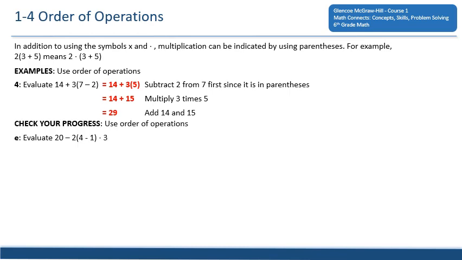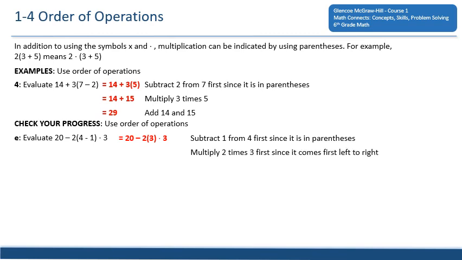Check your progress. Evaluate 20 minus 2(4 minus 1) times 3. So PEMDAS, we're going to do parentheses first, so we're going to subtract 1 from 4. We get 20 minus 2(3) times 3. I can also read that as 20 minus 2 times 3 times 3.